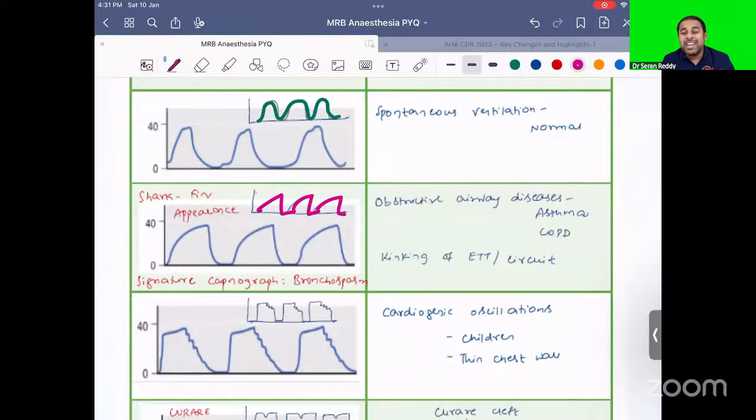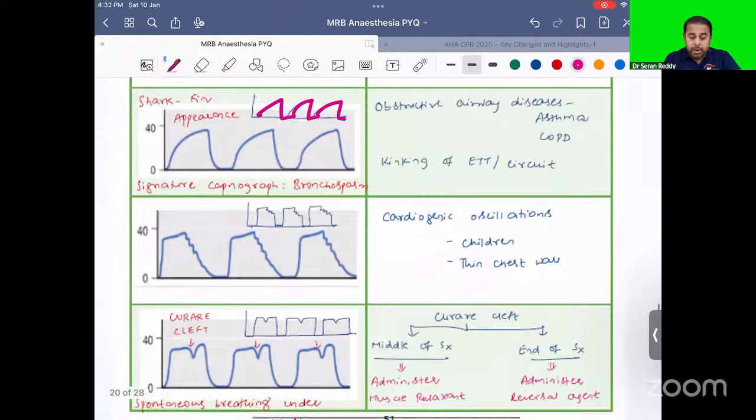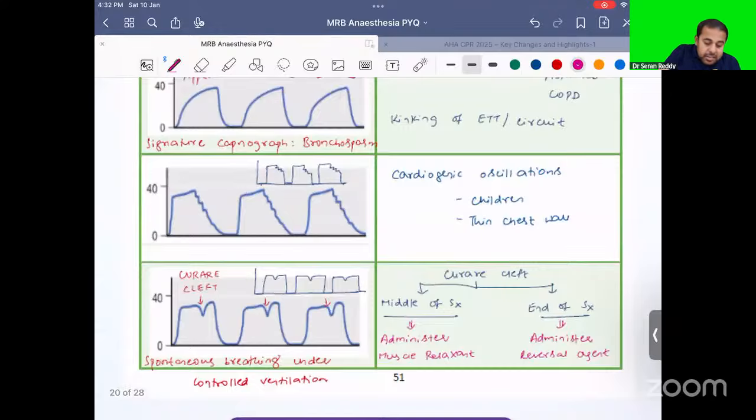This is a signature capnograph of bronchospasm, or you may see this in kinking of any endotracheal tube or circuit. Then cardiogenic oscillations are seen in children or in thin chest wall, not very important clinically. But this is important: curare cleft. In phase 3, if you see this dip, this is called curare cleft. This indicates spontaneous breathing under controlled ventilation. If this curare cleft occurs in the middle of the surgery, give the muscle relaxant to increase the effect. And if it is the end of the surgery, you administer the reversal agent. So these are a few capnography waveforms.